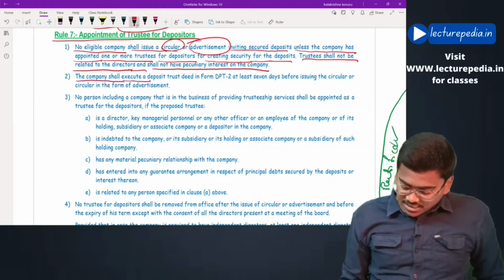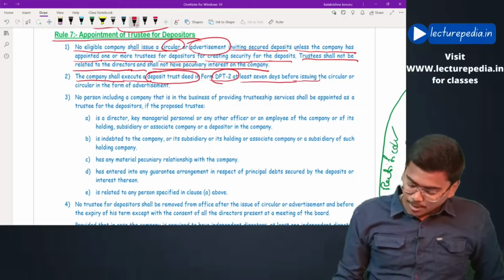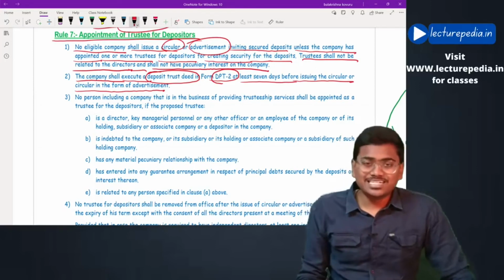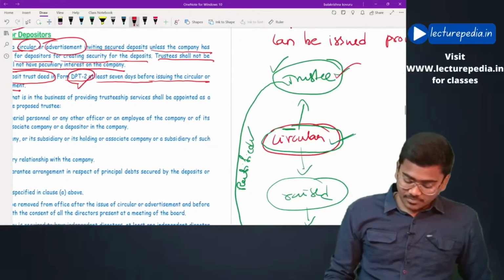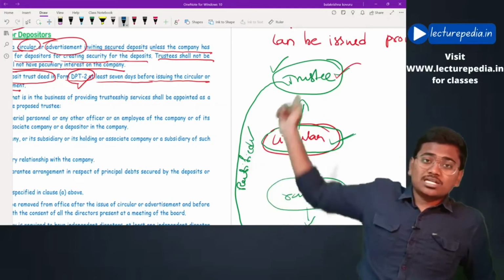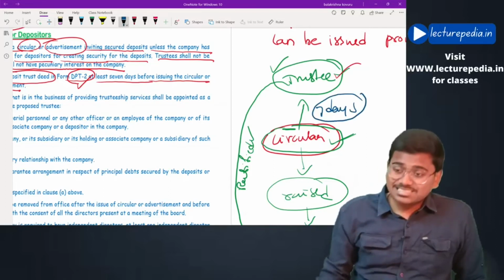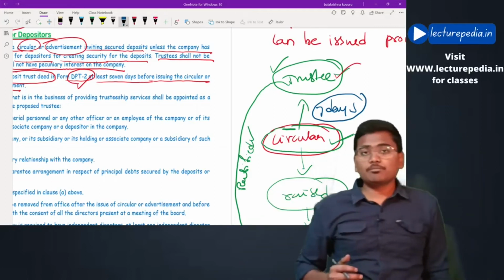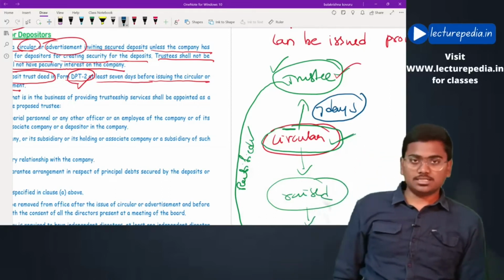Next, the company shall execute a deposit trust deed in form DPT-2 at least 7 days before issuing the circular in the form of advertisement. The trust deed will be in the format as specified in DPT-2 and it must be executed at least 7 days before. Here I have told you that before issuing the circular, the trustee must be appointed. Here the time gap is 7 days. At least 7 days prior to the issue of the circular, the deposit trust deed must be entered with the trustee in form DPT-2 and a trustee must be appointed. Hope this is clear.